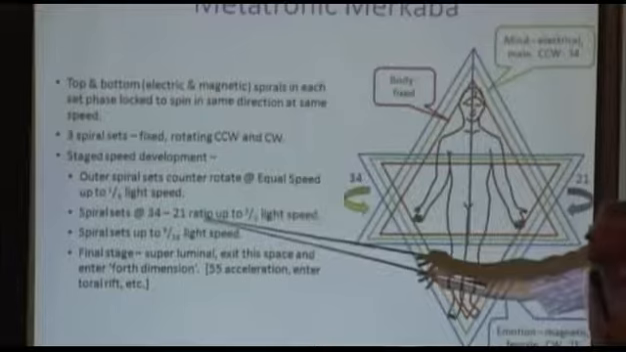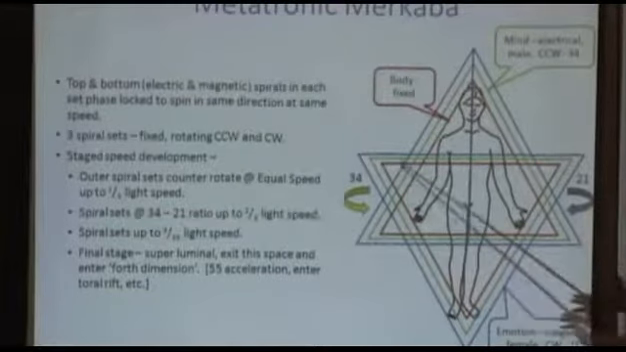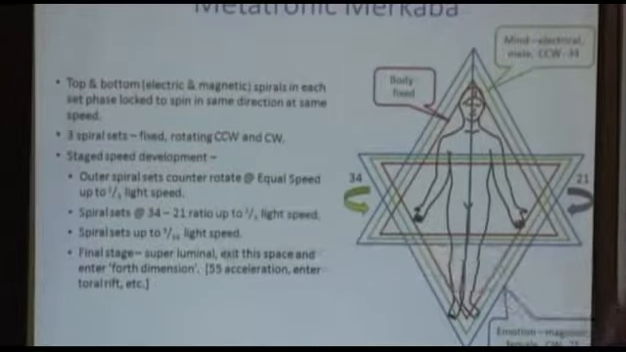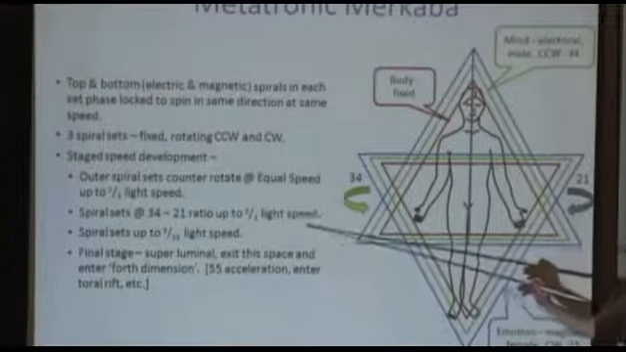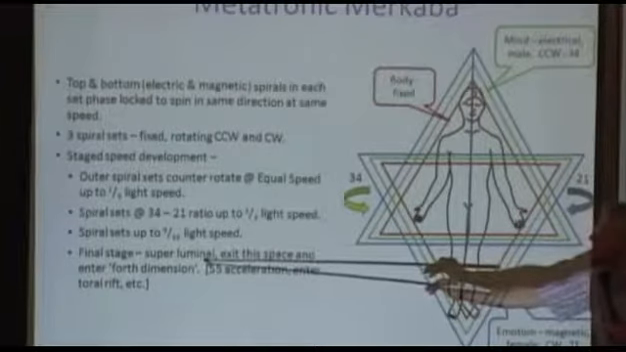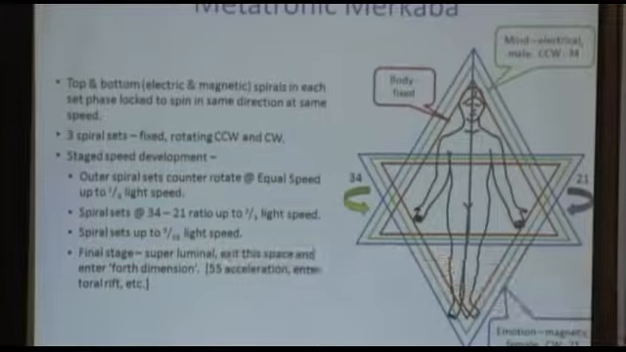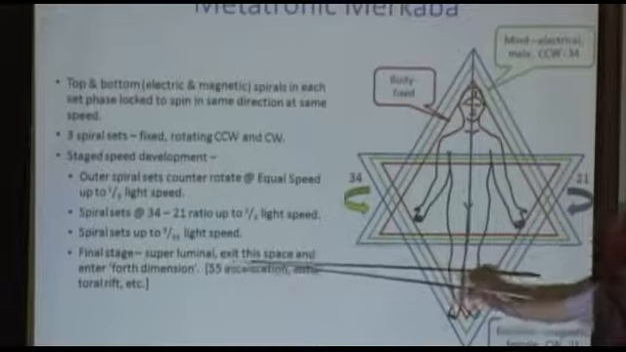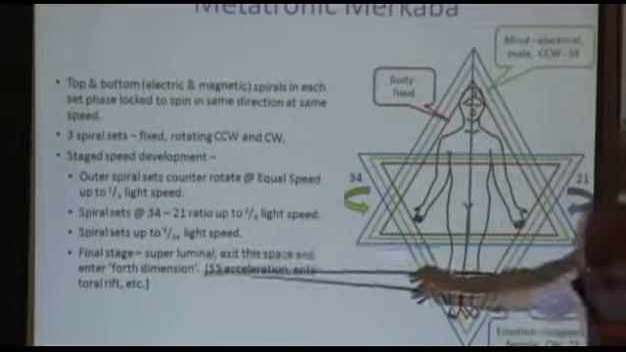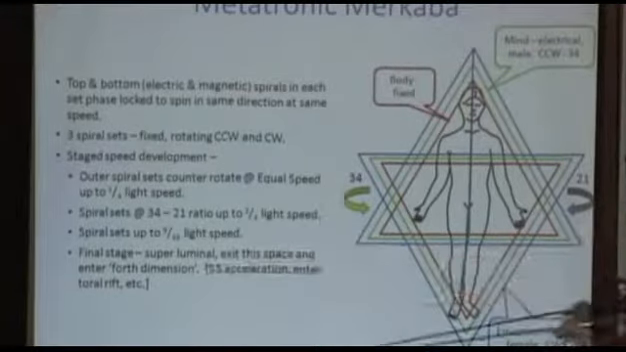They're then set spinning at a ratio of 34 to 21, the electrical at 34 counterclockwise, the magnetic at 21 clockwise, and they're spun in that ratio up to 2/3 the speed of light. They're next spun up to 9/10 the speed of light, and in the final stage, they're spun up to a superluminal speed. That means they go beyond the speed of light. So what that effectively means is that they're catapulted out of this space-time. Once you go beyond the speed of light, you go beyond this space. You're effectively catapulted out of this space-time, and it enters what is referred to as the fourth dimension.